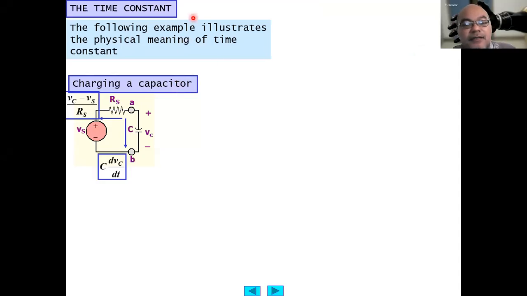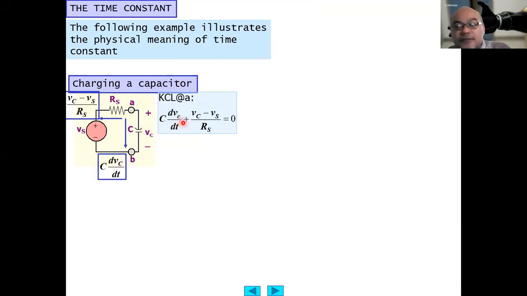The example of charging a capacitor from a voltage source. For example, there is a switch, and initially it is turned off. When the switch is turned on, it connects the whole circuit for charge to flow. When will the capacitor be fully charged?